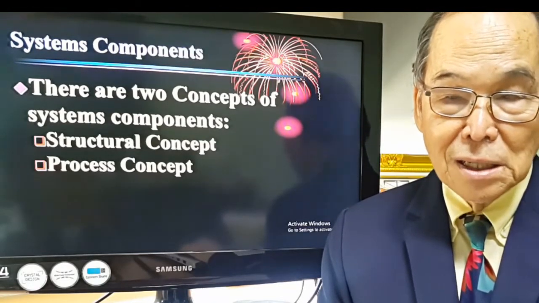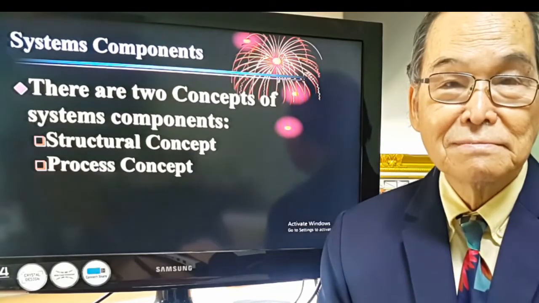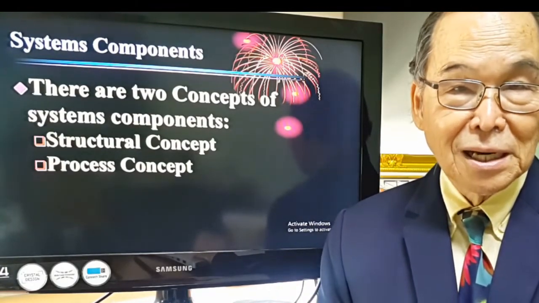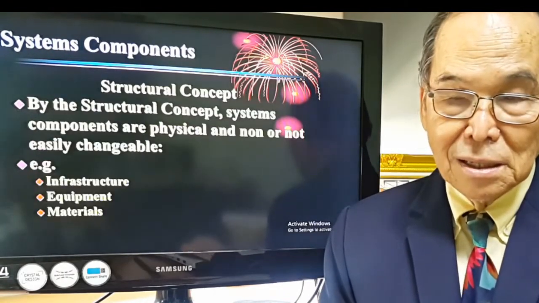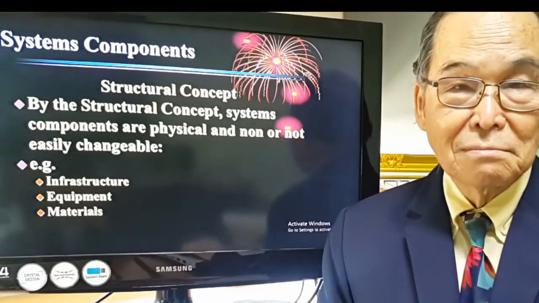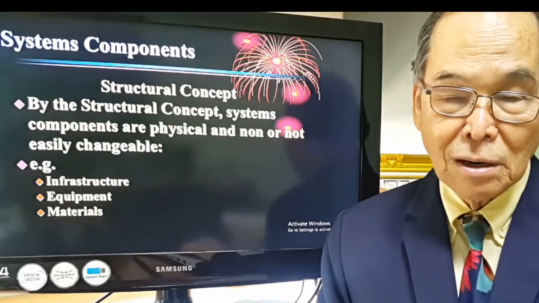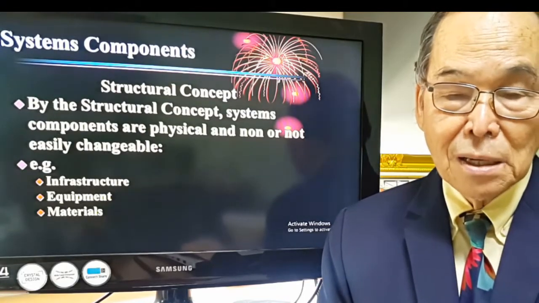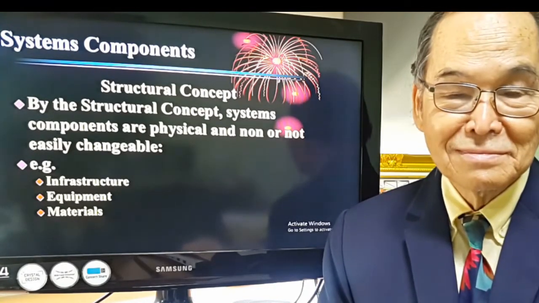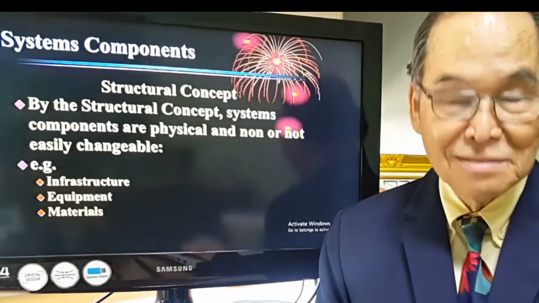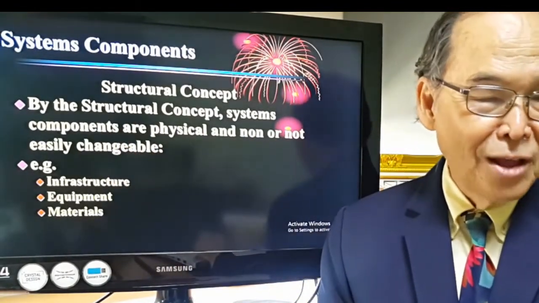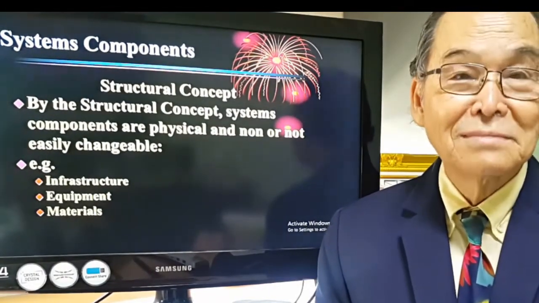In terms of system components, there are 2 concepts. When we work out the system, first, structural concept. Second, process concept. Structural concept, what does it mean? It is the concept based on the structure of the components. System components are physical, not easily changeable, such as infrastructure, equipment, materials. They don't just dissolve or vaporize away. They will be with us for a long time.